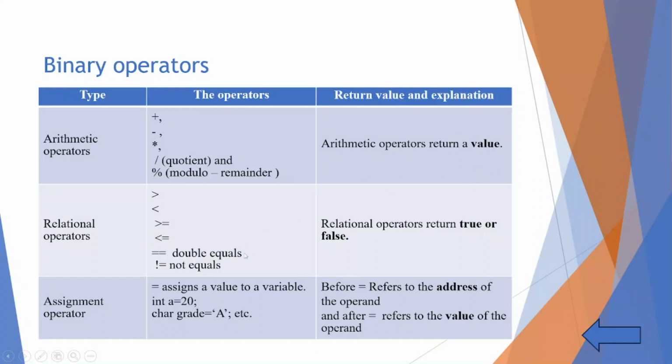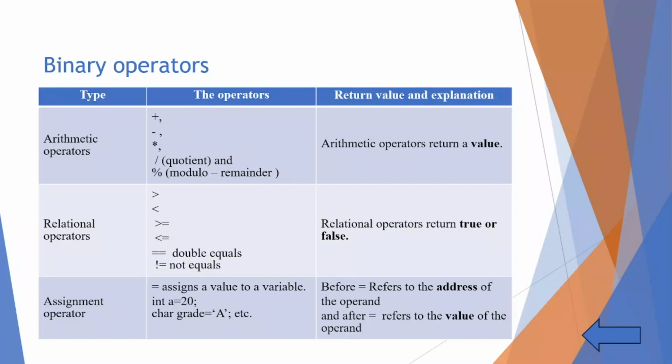Always return a value. Now relational operators: greater than, less than, greater than or equal to, less than or equal to, everybody knows in maths. Equality check is double equals to, because simple equals to is an assignment operator. So whenever we want to compare whether 5 is equivalent to 5 or not, or A is equivalent to B or not, then the double equals to sign we use, and not equals is exclamation followed by equals to sign. And these relational operators always return true or false.